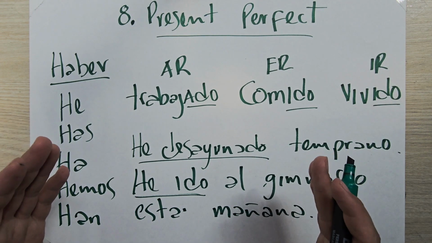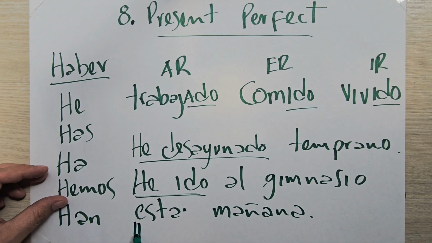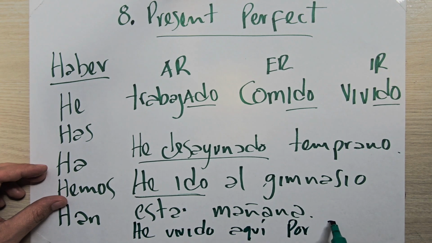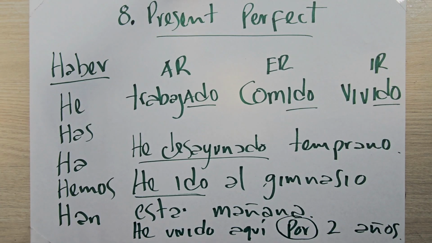Let me write a sentence as we use it in Latin America. He vivido aquí por 2 años. He vivido is I've lived. I've lived here for 2 years, por 2 años. Por because it's a period of time. So this would be the 8th tense.